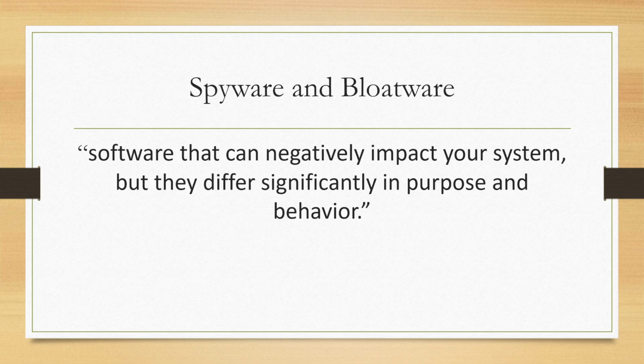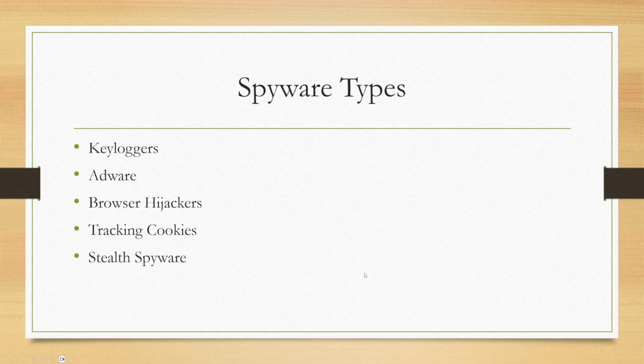Now, let's talk about spyware and bloatware. Spyware itself is software that can negatively impact your system, but spyware is designed to secretly monitor you and steal sensitive information. Now, they come in a lot of different ways. They can be a keylogger. They can be adware, showing you ads while behind the scenes stealing information. They can steal things like cookies out of browsers, tracking cookies themselves, or they can be even stealthy spyware.